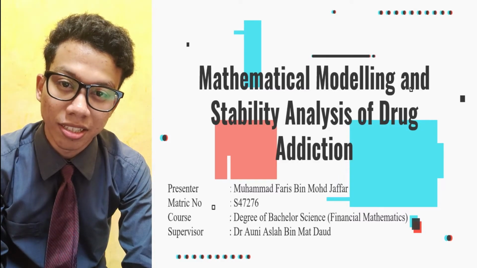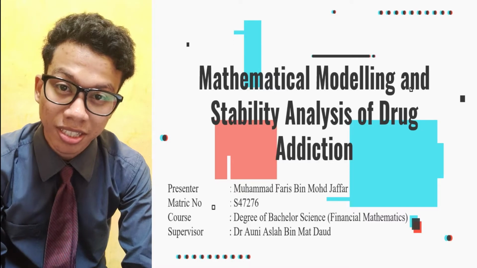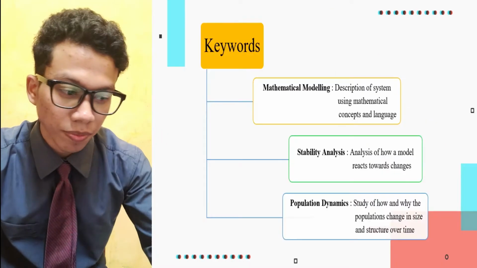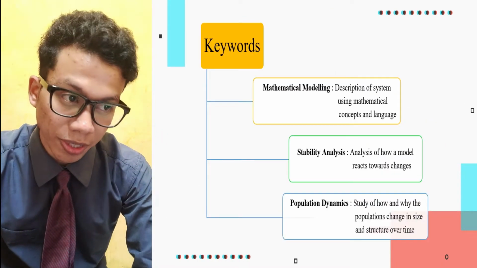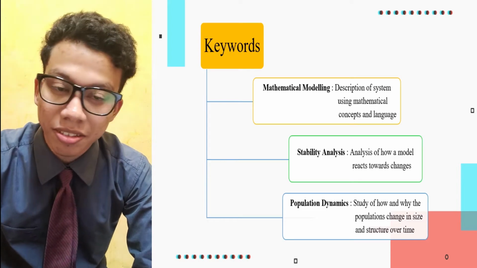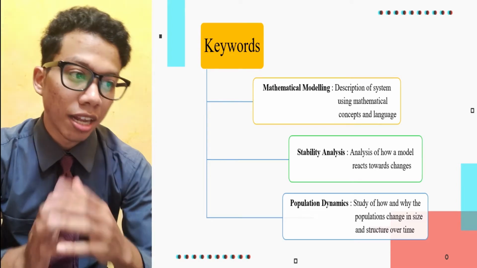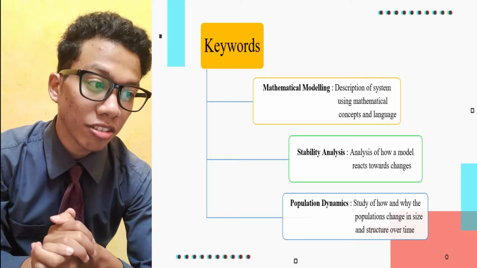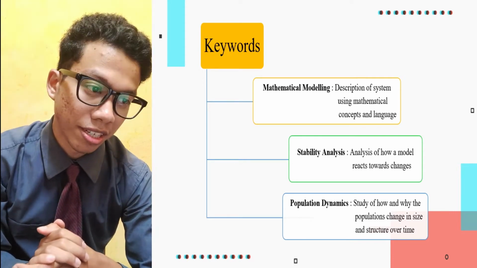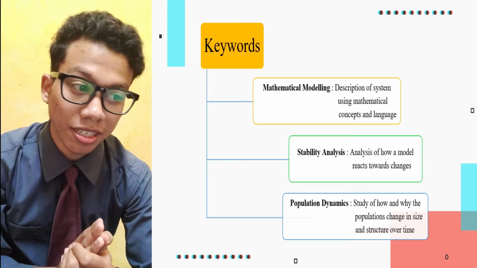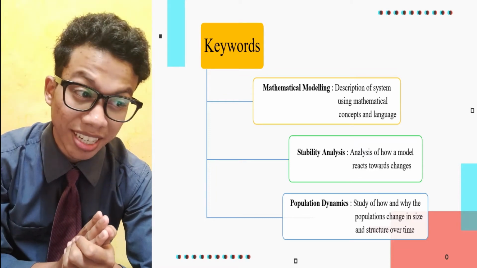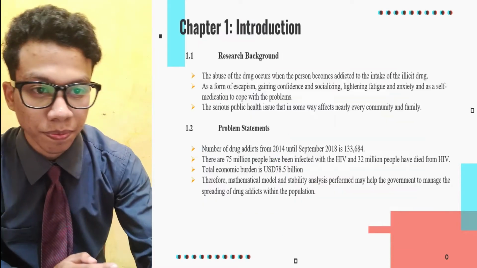My project thesis is entitled Mathematical Modeling and Stability Analysis of Drug Addiction. First and foremost, let us know the keywords. Mathematical modeling is the description of a system using mathematical concepts and language. Stability analysis is the analysis of how a model reacts to its change. Population dynamics is the study of how and why the population changes in size and structure over time.